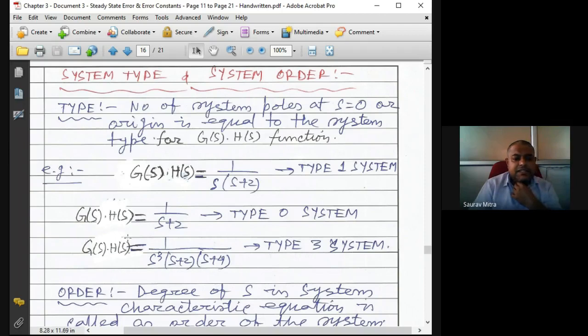And here G(s)H(s) is 1 by s cube into (s plus 2)(s plus 4). So here there is not only one separate s, but there are 3 separate s. That means s cube. So this is a type 3 system.